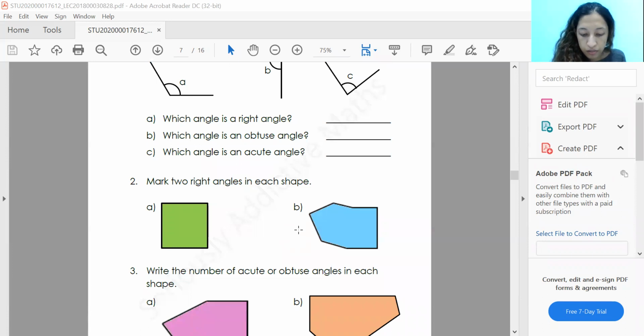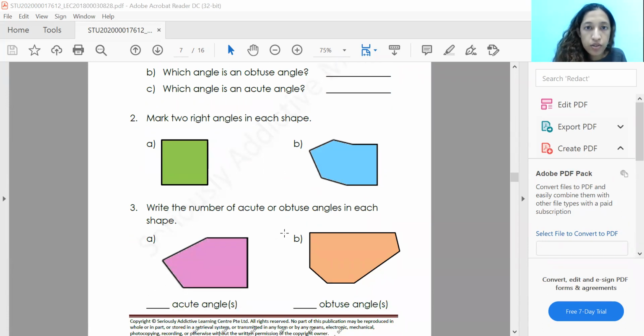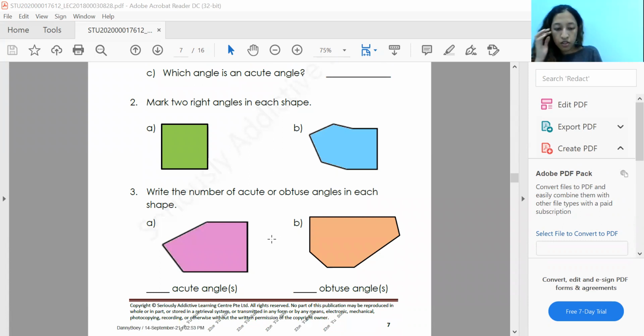All right, so I would want you to do number 2 and 3 for me. So pause on this video and do 2 and 3 before I go through. All right, so mark two right angles in each shape. So can you see that this is a square? Okay, and a square, all of them are straight lines, right? Horizontal and vertical. So for square, basically all the sides are right angles, but they only want two, right? So let us just do here and here. Otherwise, all the sides form a right angle.